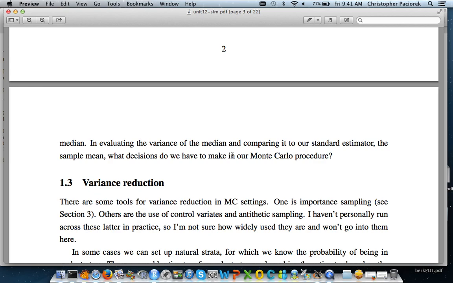We would have to do the same thing here. We'd have to say, under what distribution am I going to generate data to see how well the median does relative to the mean under those circumstances. And we'll never be able to answer the question completely because we can't generate data under all possible data generating scenarios. We can only generate them under some fixed set of them.